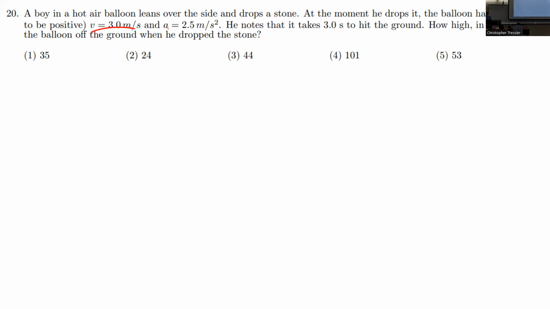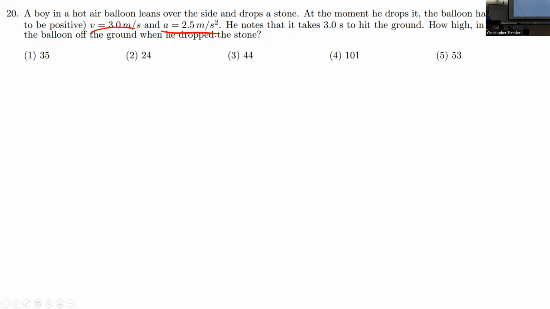They give you this acceleration of the balloon is 2.5, but that means nothing once we drop the stone. Once we drop the stone, it's no longer on the hot air balloon. This acceleration means absolutely nothing because the stone's acceleration is now 9.8, negative 9.8 if you want to make down negative.